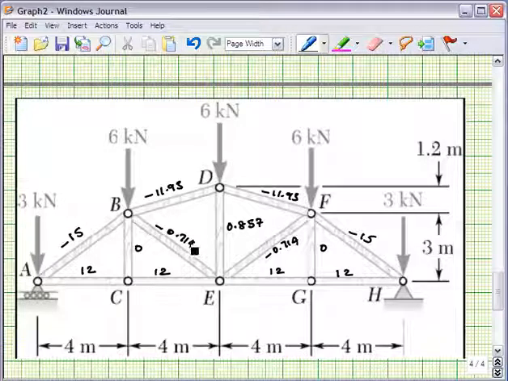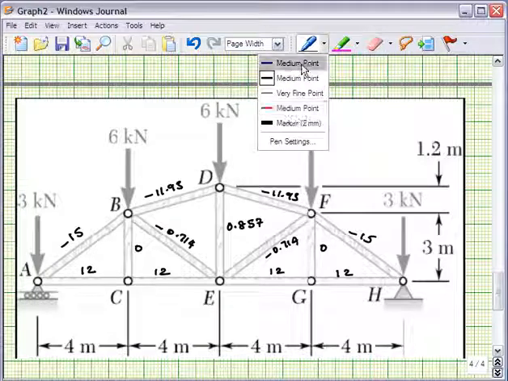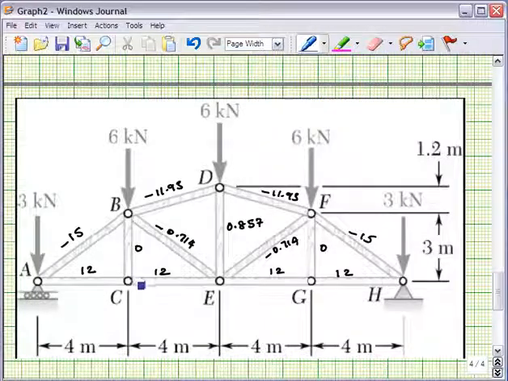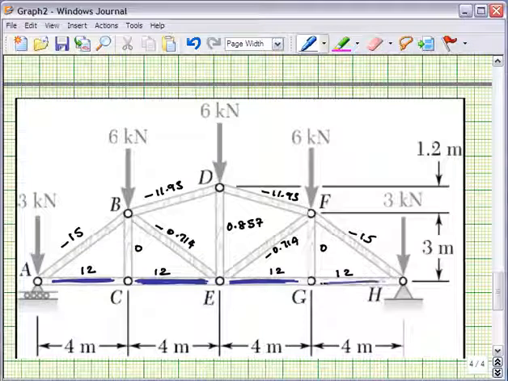You'll observe that some of the bars have positive numbers and some of them have negative numbers. What it means is that some bars are in compression, that is, they're pushing against the joints. Some of them are in tension, they're pulling on the joints. Let me mark those which are under tension in blue. So this bar is under tension. What it is doing is pulling the joints C and E. This bar is in tension. This bar is in tension. This bar is in tension. This bar is in tension.